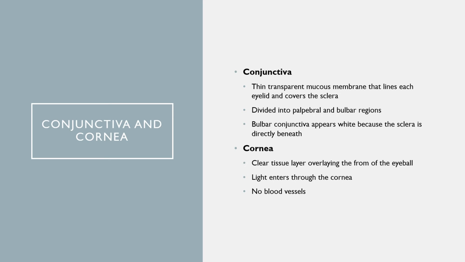The cornea is composed of 3 tissue layers: epithelium, stroma, and endothelium. It's a clear tissue layer overlaying the front of the eyeball. Light enters through the cornea, and it does not contain any blood vessels. During cataract surgery, the initial incision is going to be made through the limbus. And again, there's very little bleeding because we're going through the cornea and there are no vessels.